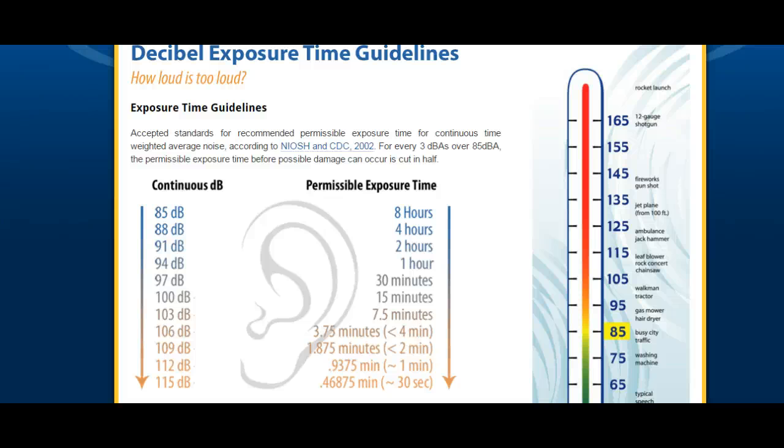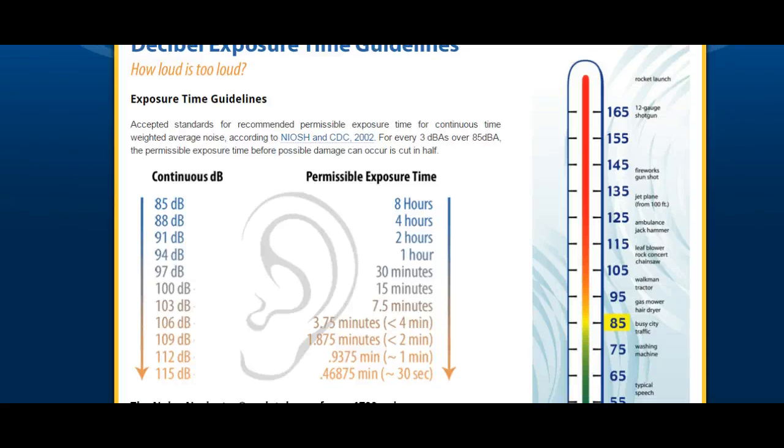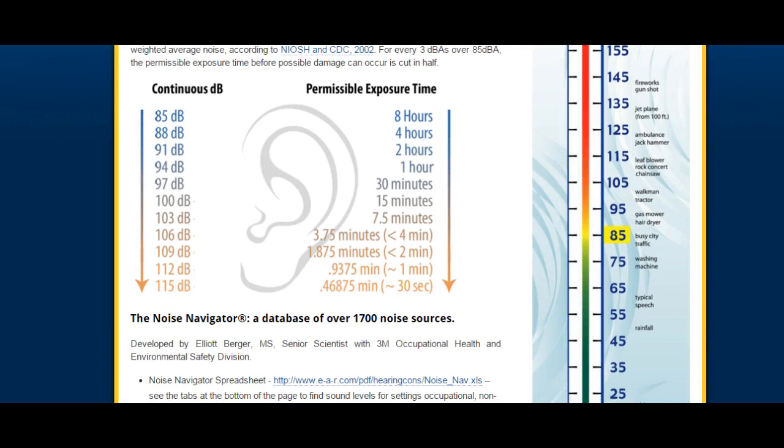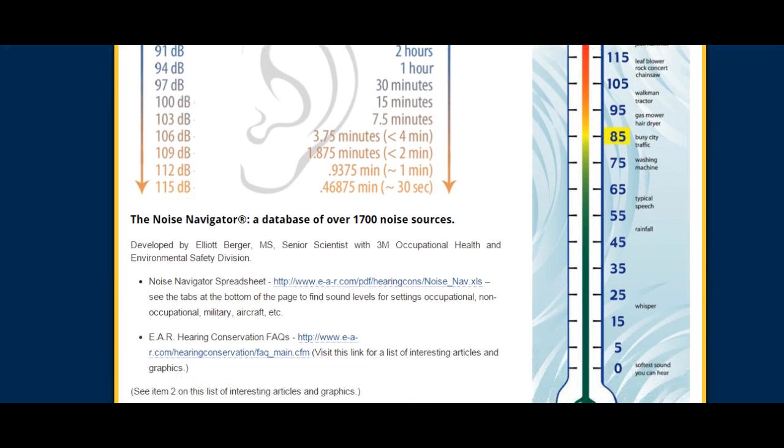If you worked in a factory which had 85 decibels, you could be there for 8 hours. If the level were 100 decibels, then without hearing protection you should spend 15 minutes. If it's 115 decibels, less than 30 seconds. That's permissible exposure time based on NIOSH. 115 is a rock concert, yeah. It's going to be different.